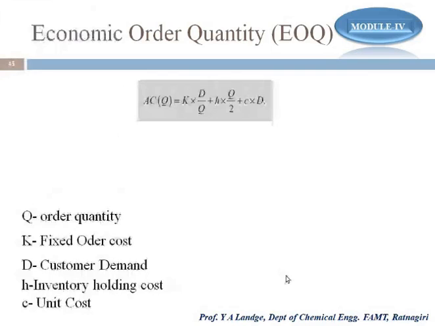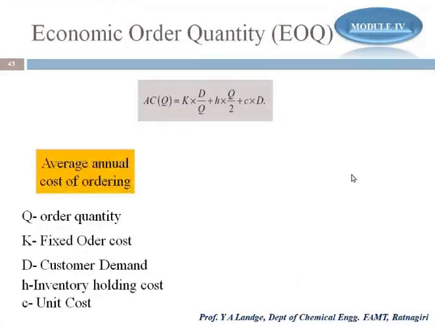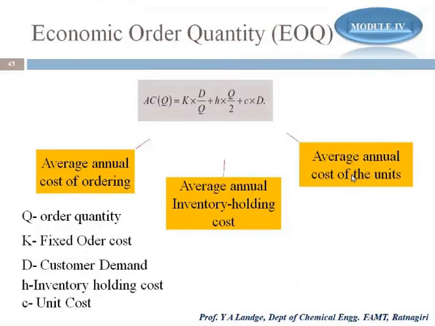So let's see here, this is the formula, and in this one we have first the average annual cost of ordering, then average annual inventory holding cost. This particular equation is for the average annual cost of ordering. Here it may be annual, day, or week. Most of the time we consider the week. It may be the month or the year. So here we consider the average annual cost of ordering, how much you order per year. Then the average annual inventory holding cost. What is the inventory holding cost?